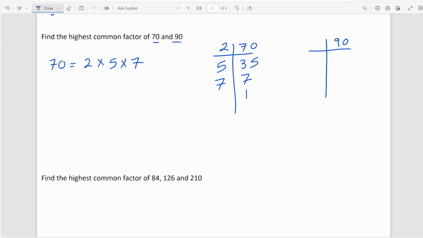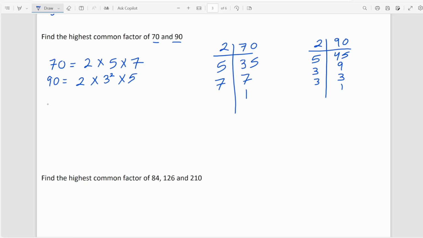Now, for the 90, we've got 2, we get 45, 5 gives us 9, 3 gives us 3, and 3 finally gives us 1 over here, okay? So 90 is equal to 2 times 3 to the power of 2 times 5. I've reordered those so we can have the smaller base first, smaller number. By the way, there is a video about prime factorization. So if you haven't watched that, you should go and watch that first.